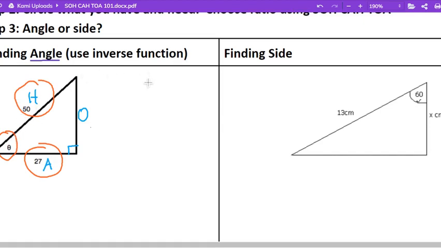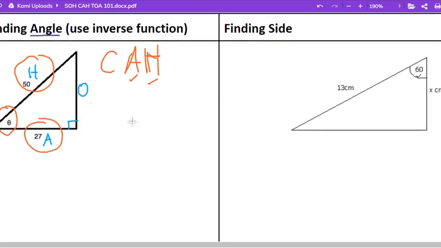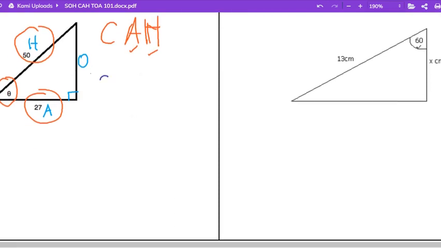So am I using SOH, CAH, or TOA? Right? Because I've got A and H, and that tells me, oh, you're using the cosine law. Sorry, not the cosine law, the cosine ratio. All right, so let's go ahead and write it out. So we've got cos theta equals adjacent over hypotenuse.